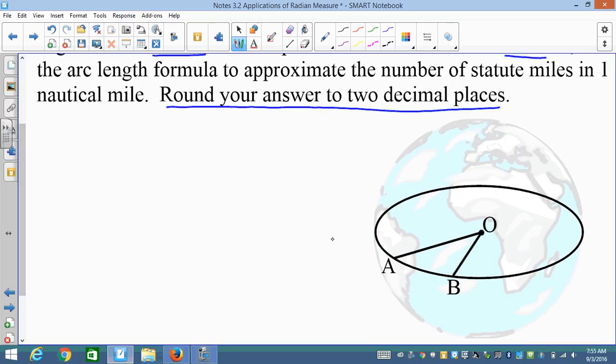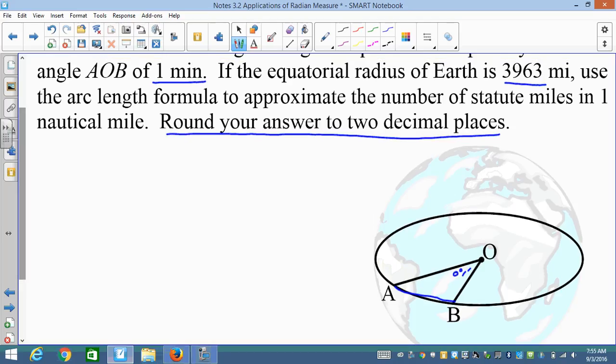Okay, so there's the picture that they gave you. This is what we're looking for, that AB. This is 0 degrees, 1 minute in there. So our formula is S equals R theta. Theta has to be in radians. So S equals, and our R value is 3963 times theta, which is 1 over 60, it's 1 minute, times pi over 180.